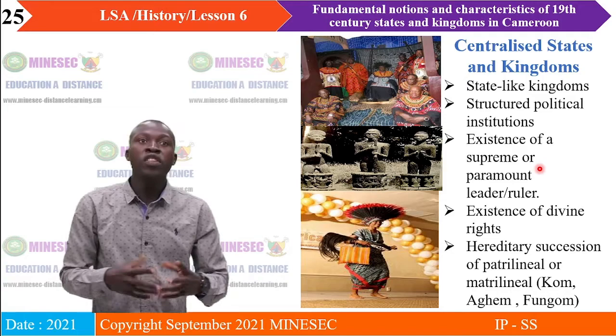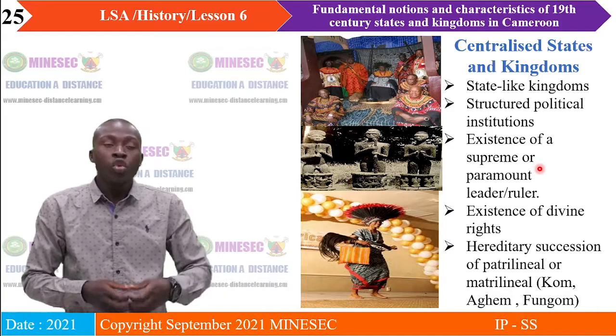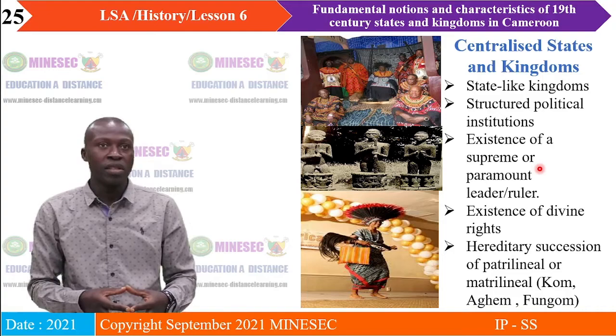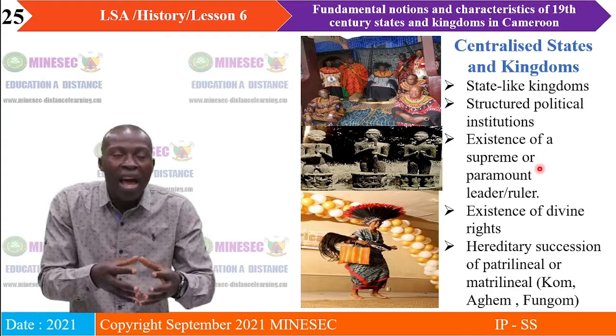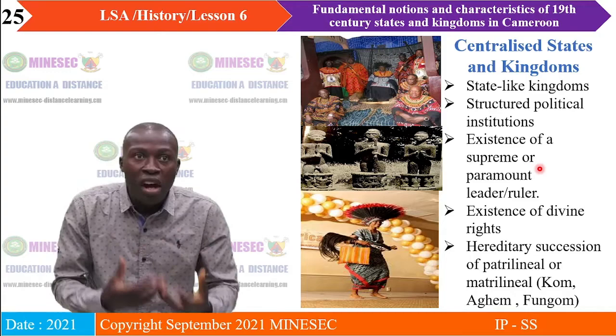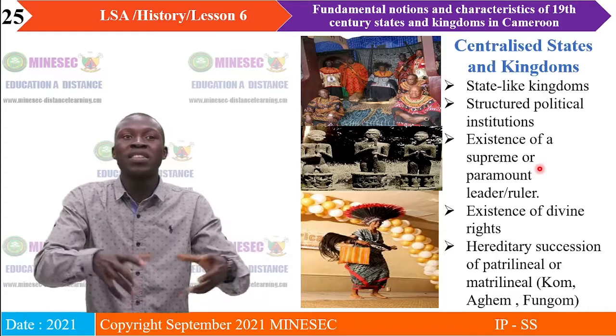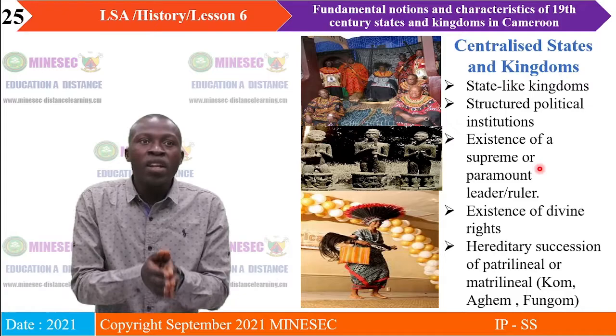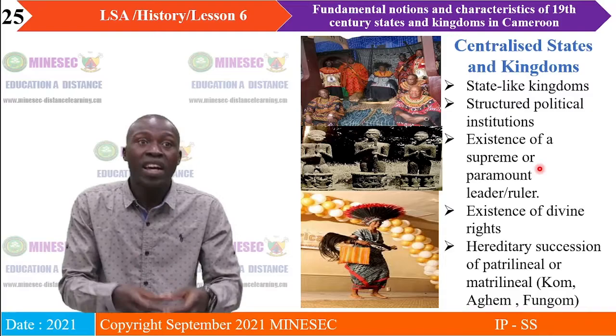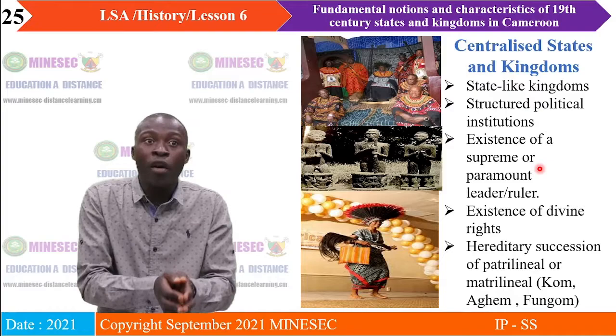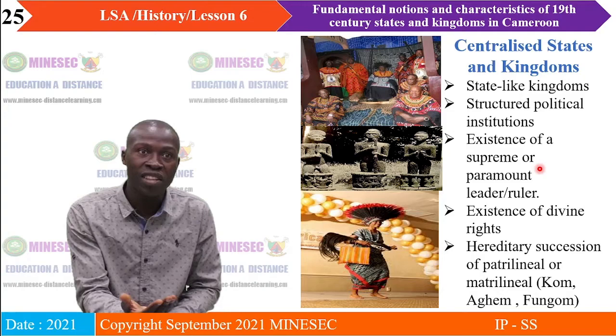In this respect, we look at centralized states and kingdoms to say that these were state-like societies with structured, centralized political institutions, with traditional leaders or indigenous leaders who had supreme power, or in some cases were paramount over certain groups, who wielded divine rights, like we talk of divine rights of kings. These traditional rulers in certain cases were representative of the people and also the spiritual connection between the people and their ancestors, and so in certain cases had the right over life.